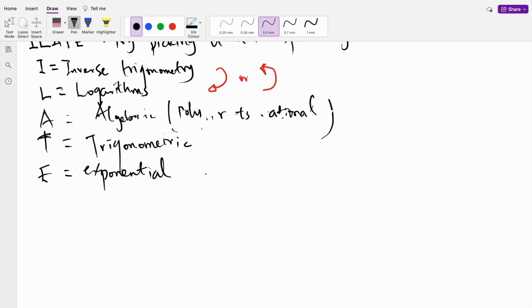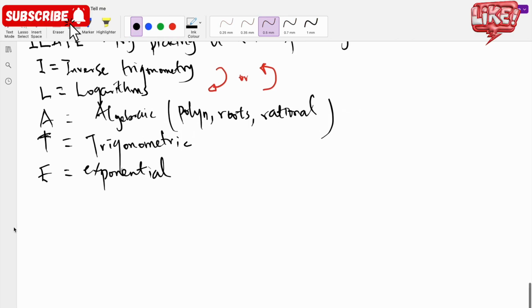So let's take an example. Let me call it example 4. You're asked to evaluate the integral.